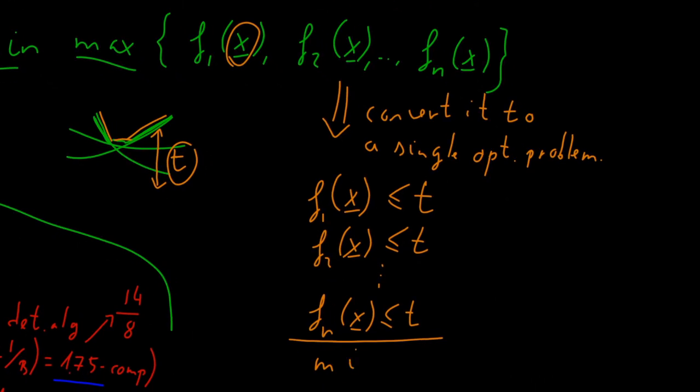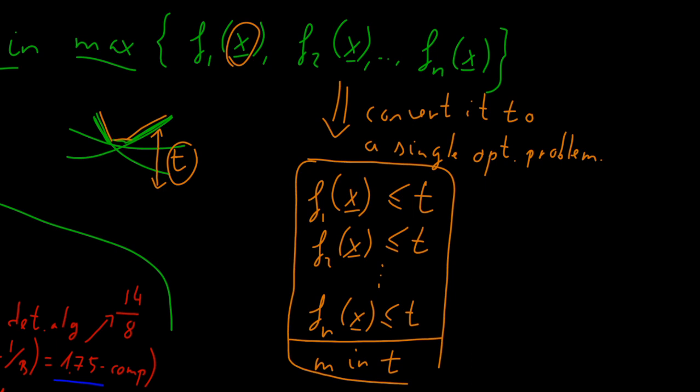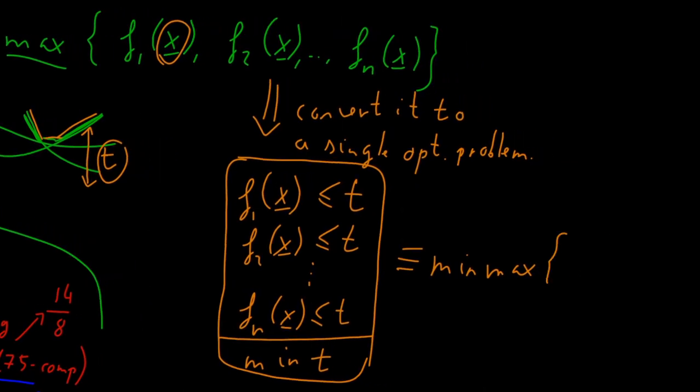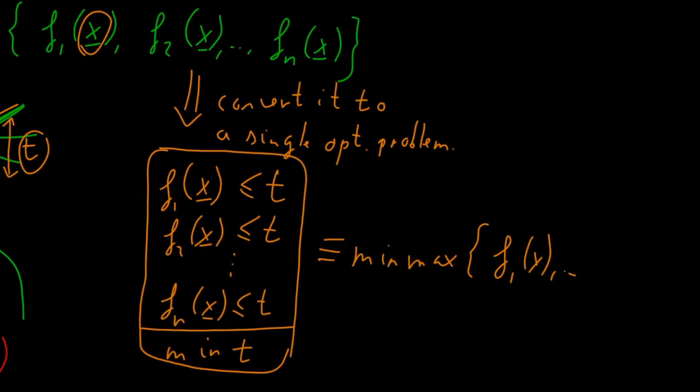Now this is quite a general approach, but this is the same as solving the minimization of the maximization of these f1(x) and so on, and fn(x) problems. So I'm just maximizing and then I just want to minimize over x. Yeah, good.